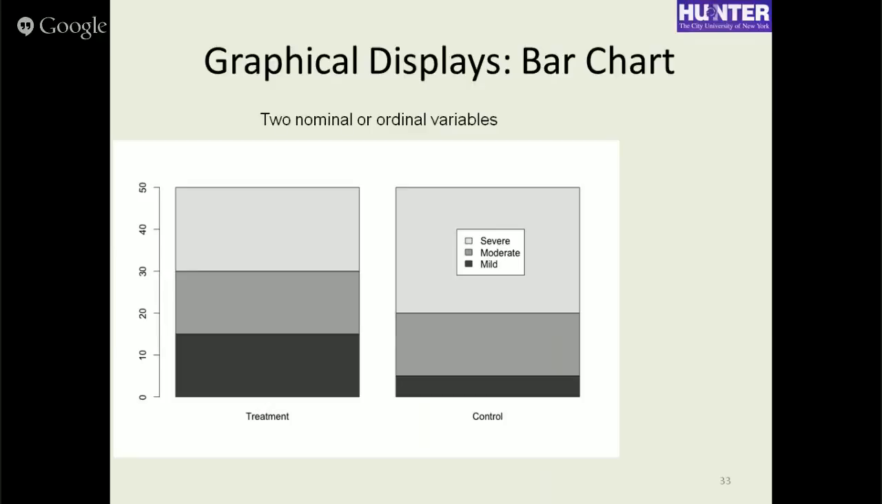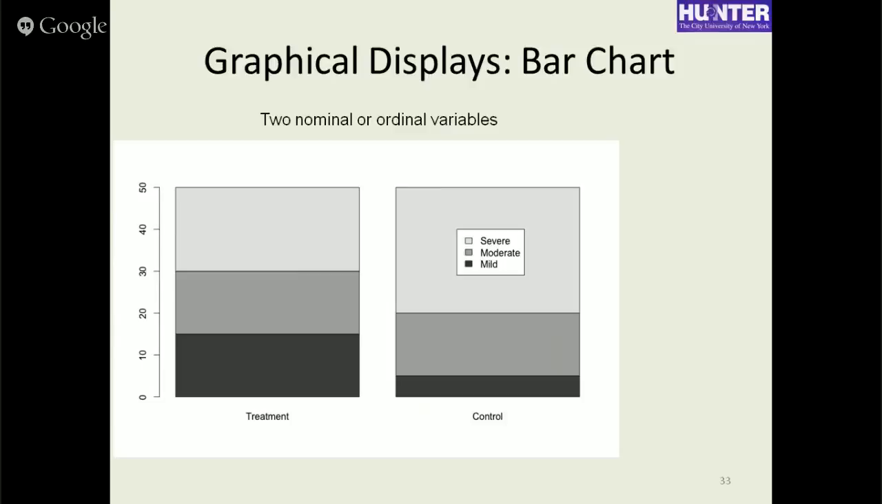So again, anything that you can display in a two-way frequency table, you can also display in a bar chart. One way is with this so-called stacked bar chart, where we're showing treatment and control as separate bars, and then shading differently the level of pain reported for each of them.